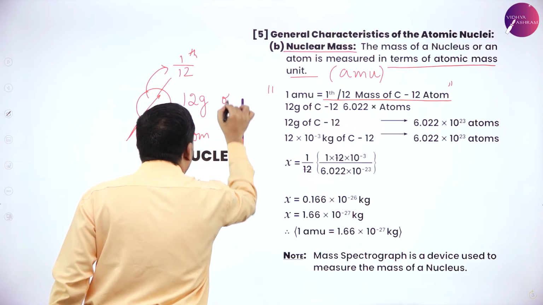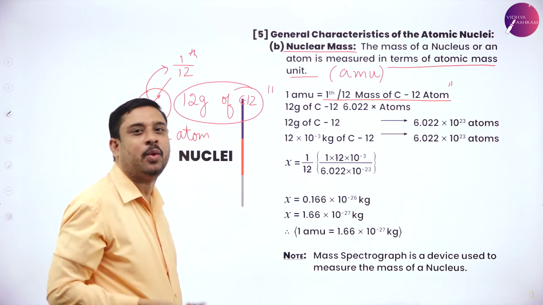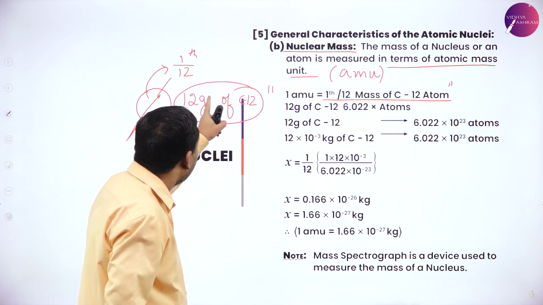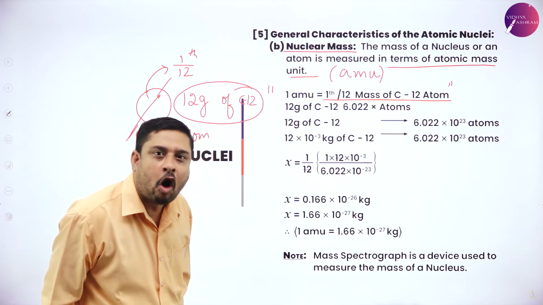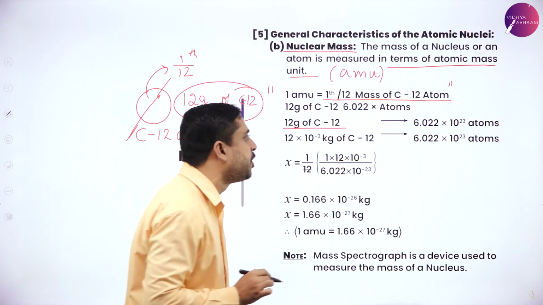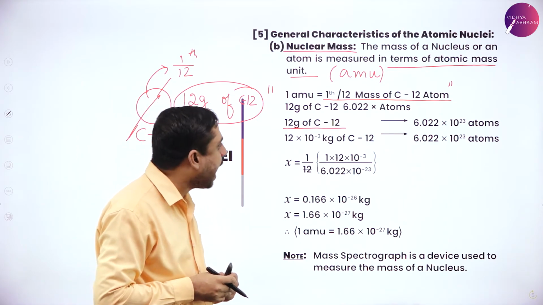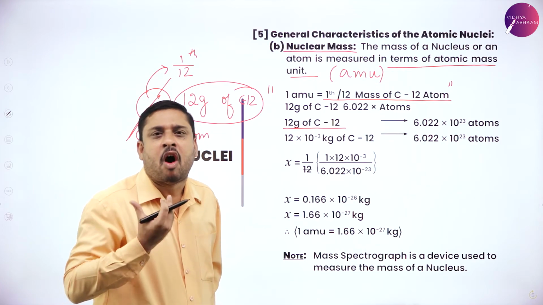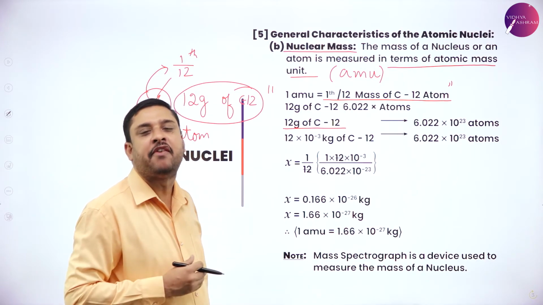12 grams of carbon 12 is what is called 1 AMU. That's all, there is no rocket science in this. 12 grams of carbon 12 is what we call 1 atomic mass unit. Therefore, 12 grams of carbon 12 contains how many atoms? It has to contain Avogadro number of atoms.